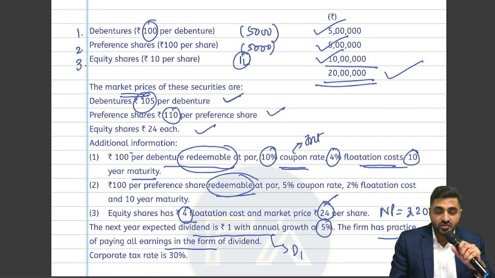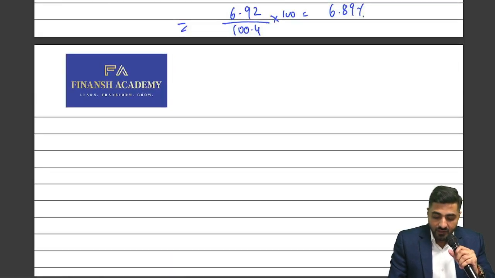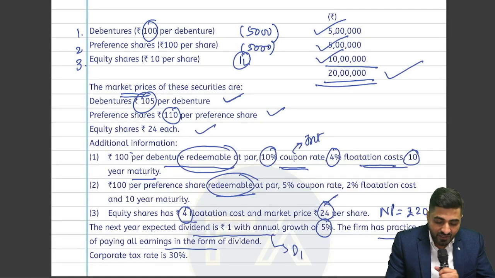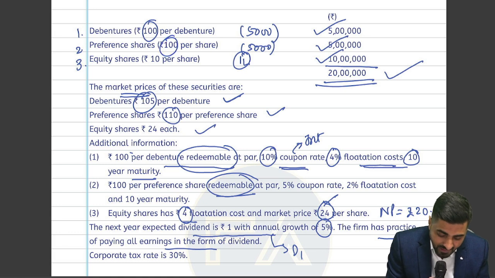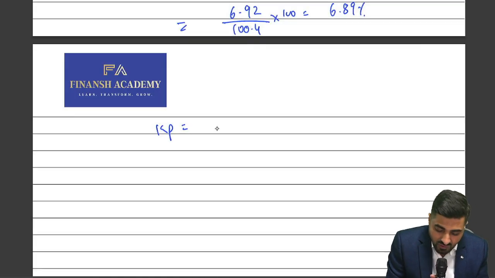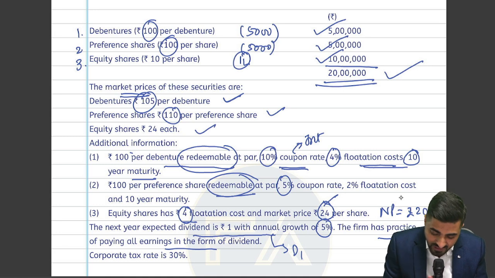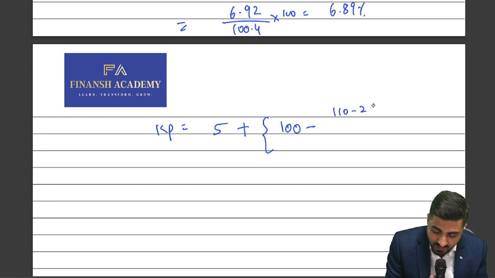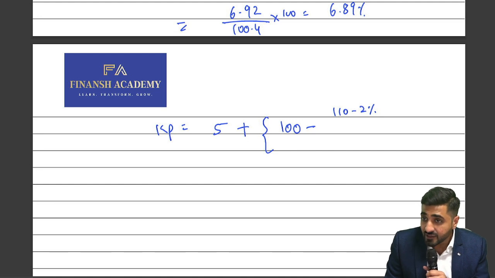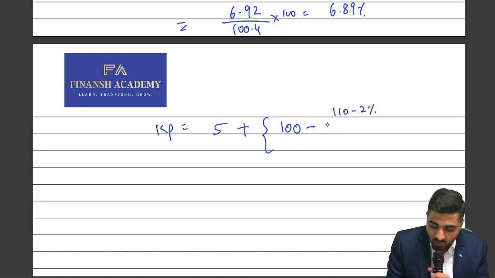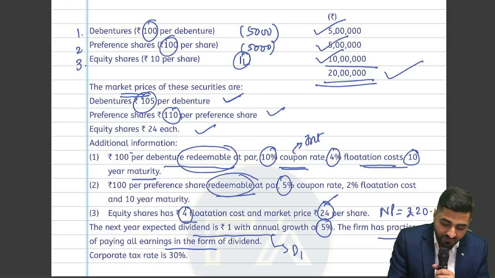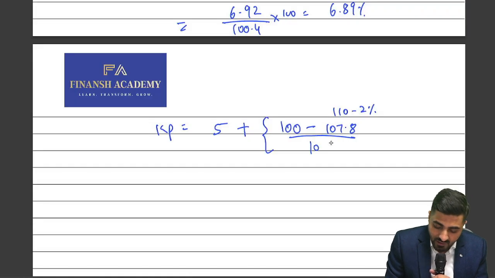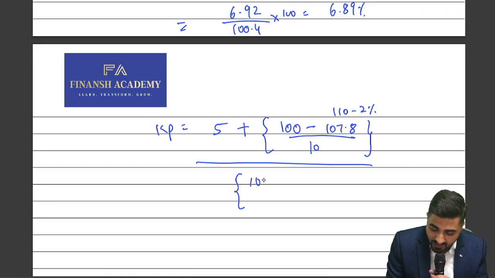What is your KP? Can I say KP is preference dividend. What's your preference dividend, guys? 100 rupees, and the rate is what? 5%. 5 plus RV is 100 minus what's your net proceeds? Can I say it is 110 minus 2% flotation cost? Come on, yaar. 110 minus 2%. How much is this coming as? 107.8. What's the life? The life is 10 years. And I will divide this with what, beta? 100 plus 107.8 upon 2.